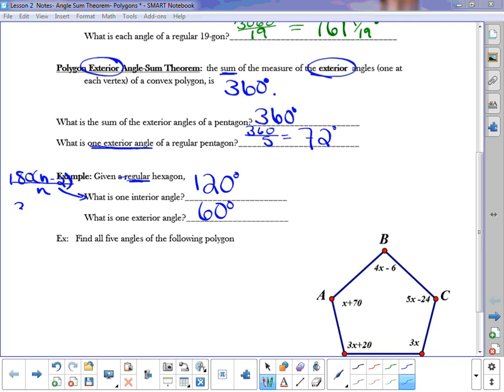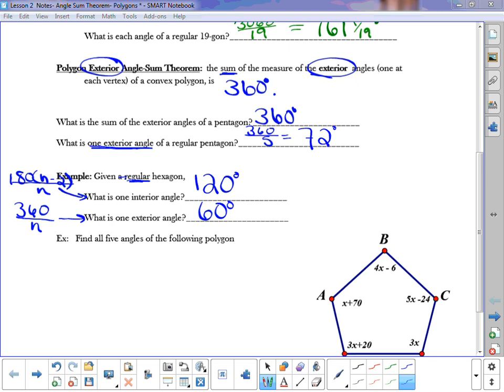Exterior angle, the total sum of exterior angles is 360. To get one of them, since it's regular, I can just divide by the number of sides. Now this brought up a good point. She said, could we start off by finding the exterior angle? So we just do 360 divided by 6, and then do the supplement of that to get your interior? Certainly. You're not required to start off with one and go to the other, whichever method you do.